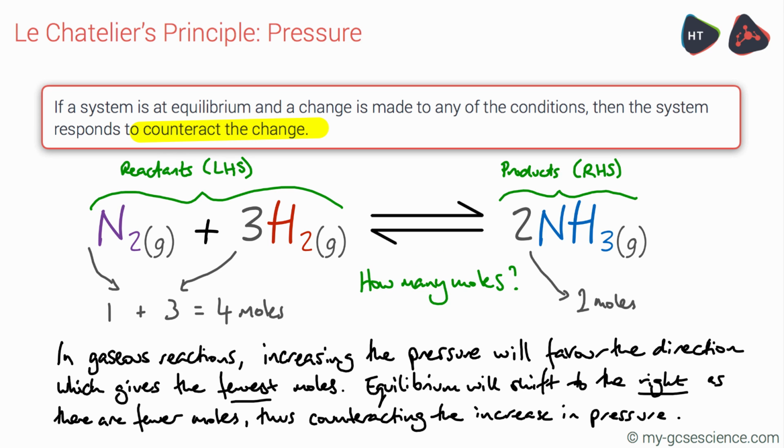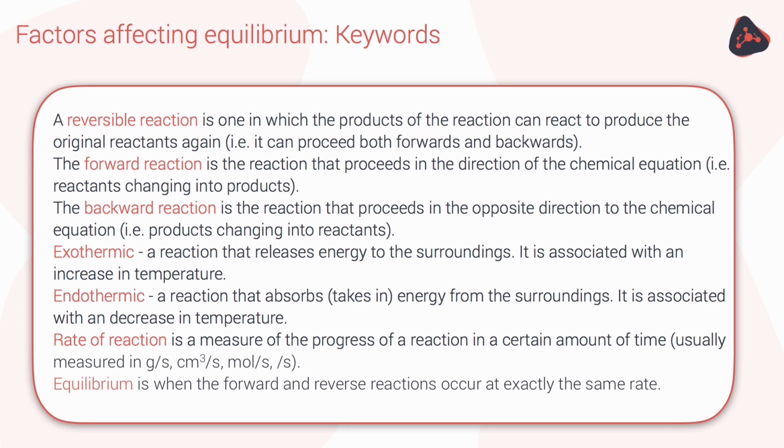In the exam, make sure you always check that the equation you've been given is balanced, because any question relating to pressure and equilibrium will depend on the balanced equation, because the balanced equation tells you the number of moles of gas on either side. And that's it. Those are the 3 factors that affect equilibrium. Make sure in the exam that you always refer back to Le Chatelier's principle, and always state whether it's the forward or backward reaction being favoured by the changing condition.